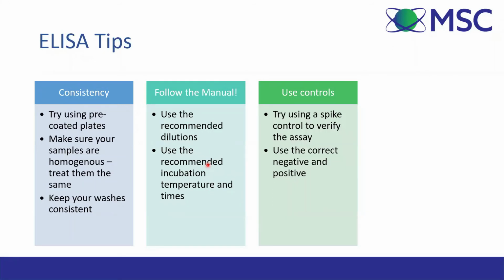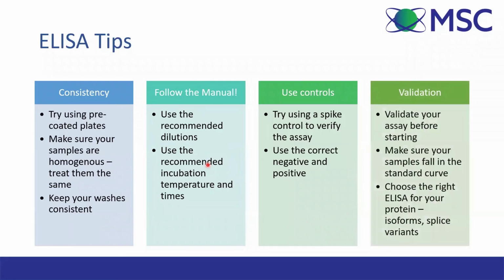Another use for the spike control is to check for a matrix effect. A matrix effect is basically any effect that your sample buffer might be having on your ELISA. That can also be important, especially if you're looking at very complex sample preparation, so tissue would be one of them. And always make sure you use the correct negative and positive controls.